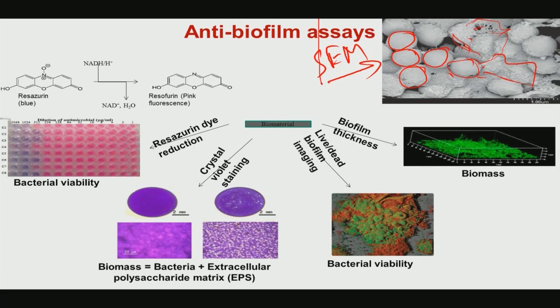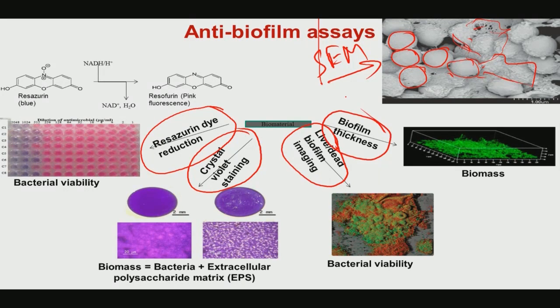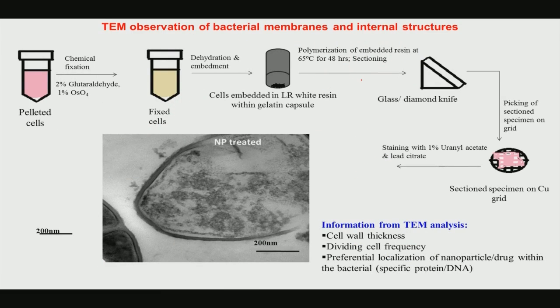Now, this biofilm one also has to quantify by different assays, and several assays are mentioned here. One is called resazurin dye reduction, one is called crystal violet staining, and the third one is called live-dead biofilm imaging. So, you can do confocal microscopy to do that. And one is called biofilm thickness, that is, what is the typical thickness of the biofilm, that is to quantify.